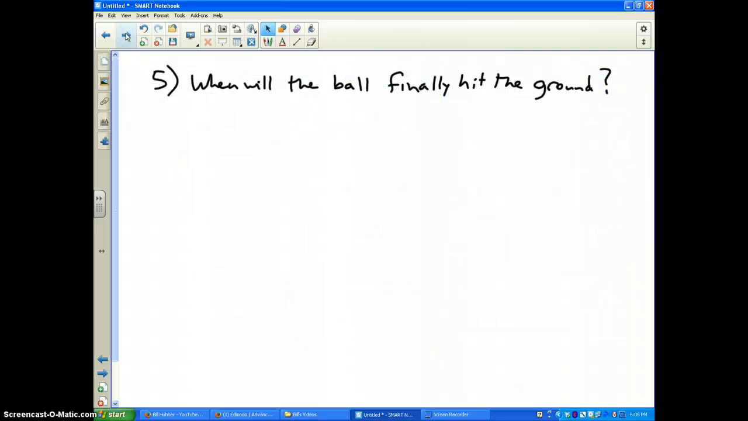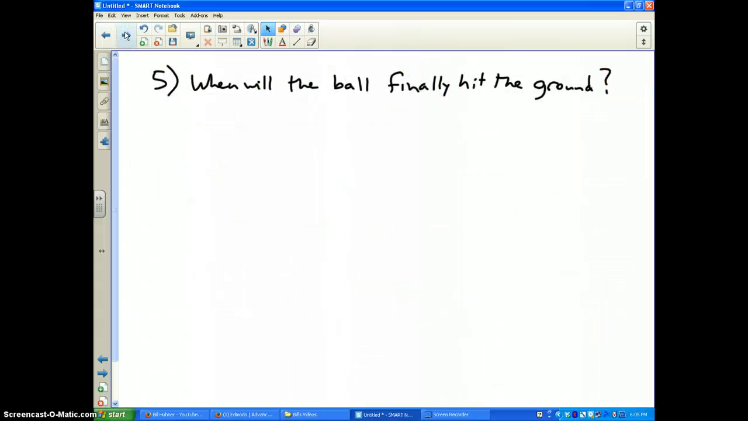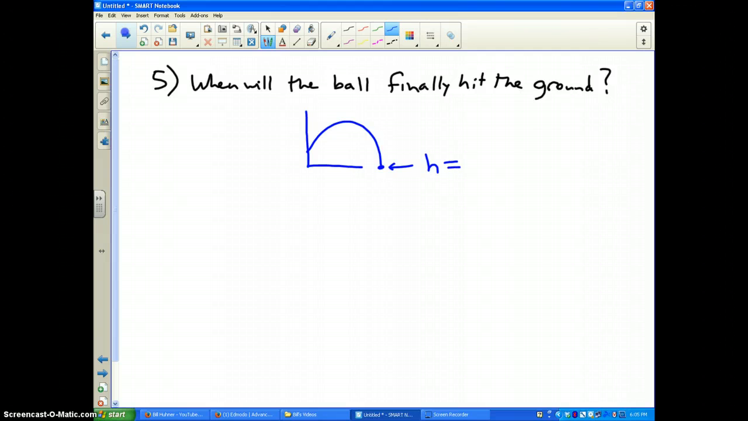And now the last question, and maybe the most important question. I'm going to go back to the picture. I want to know what time it is when the ball finally strikes the ground. How long is the ball actually in the air? Well, I'm going to draw a picture again. When the ball finally hits the ground, what is true about that point? Well, what is true is that the height is equal to 0.